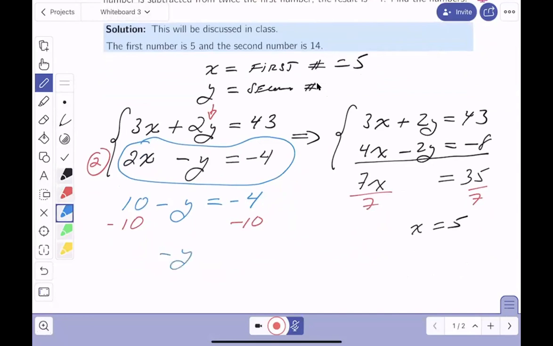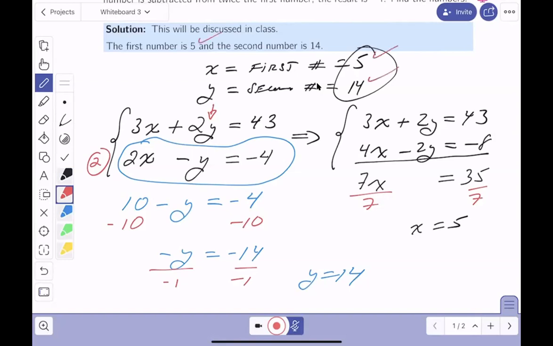And what do you get there? Well, you get -y equals -14. And then I would divide both sides by -1. And what do you get? You get y equals 14. And write that down for an answer. The second number is y, and that's 14. These are the two numbers. Now, granted, you should check it with the original wording of the problem. I think it's sufficient now that we're pretty experienced with this, with 5 and 14. All right, 5 and 14.